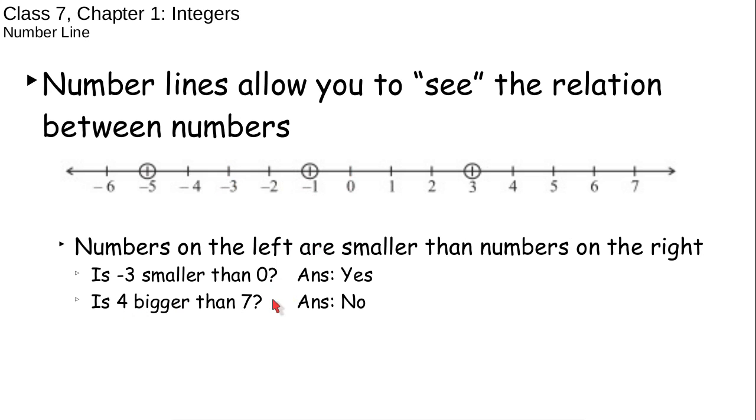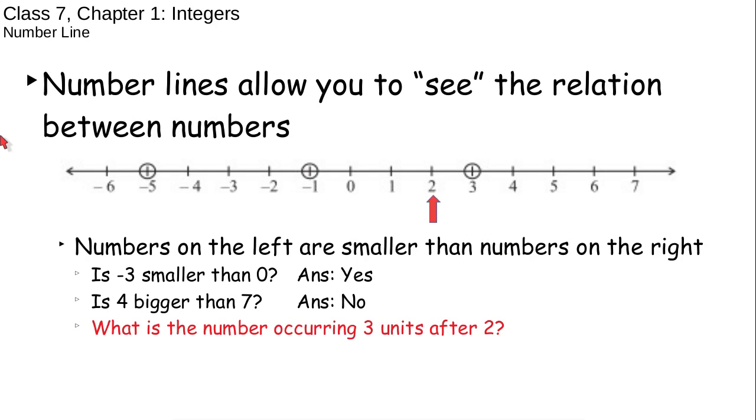Is 4 bigger than 7? Let us see where 4 is. 4 is here and 7 is here. 4 is to the left of 7. So the answer is no. 4 is smaller than 7. It is not bigger than 7.